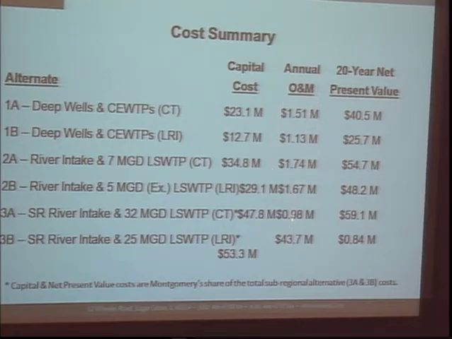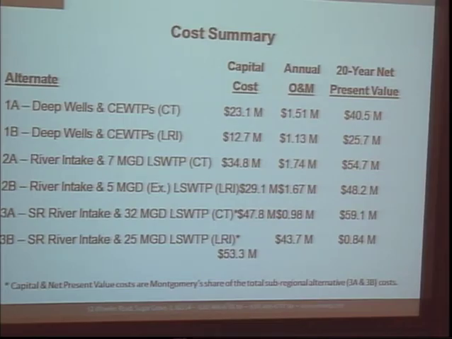The way to combine those to see what is the most cost-effective alternative into the future is looking at the 20-year net present value. So it takes into account 20 years of that annual O&M, adds it to the capital cost, and comes here. So if we look at, for instance, 2B, which is the village of Montgomery going on your own to the river, the capital cost is $29 million. 3B, which is going with the subregional, is $43.7 million. But from a present value perspective, it's 48 versus 53.